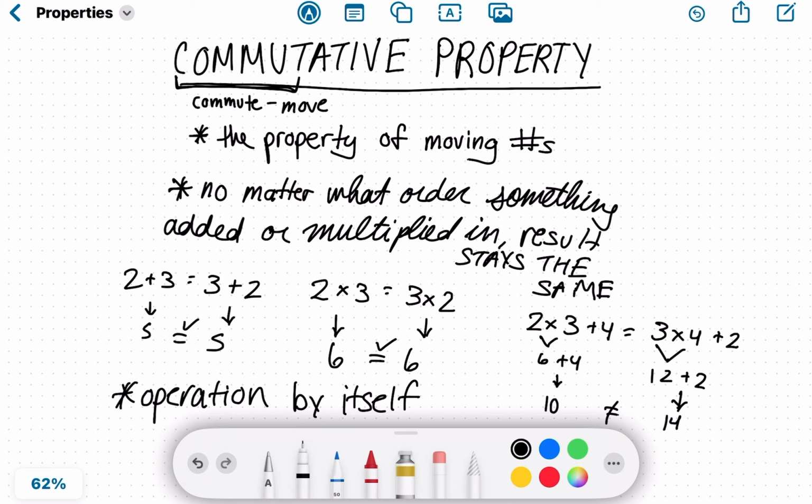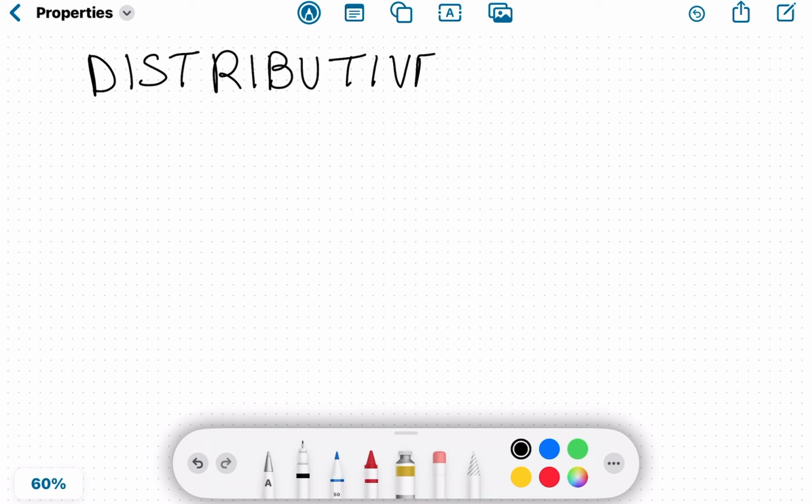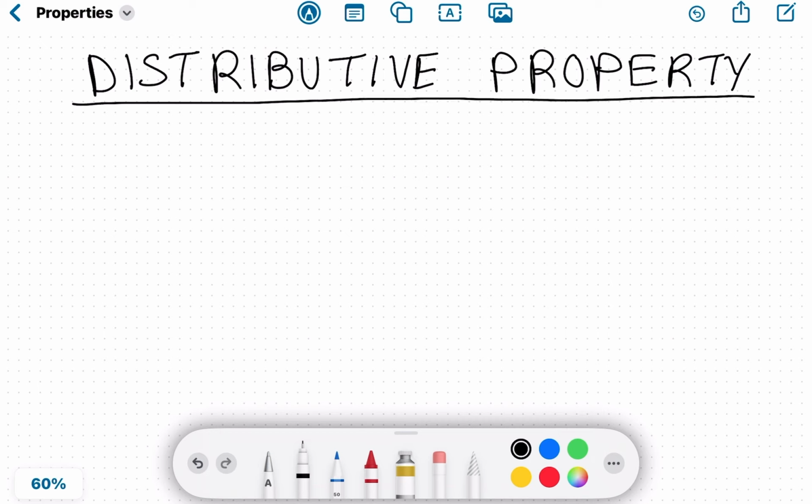Now, moving on, distributive property. Distributive property can also be deciphered, defined based on the word. Look at the word distributive. What can you tell by the word? What do you think it means? Look for a word in there. Distributive sounds a lot like distribute. And distribute means to pass on, give, spread.